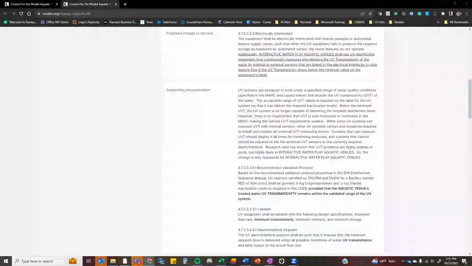Yeah, I kind of like the idea behind this one, but what I'm getting caught up on is the part that says continuously measures and displays. Are there pieces of equipment out there that could easily be obtained that meet NSF standards that can do this? What does that mean, displays? Where is it displayed?